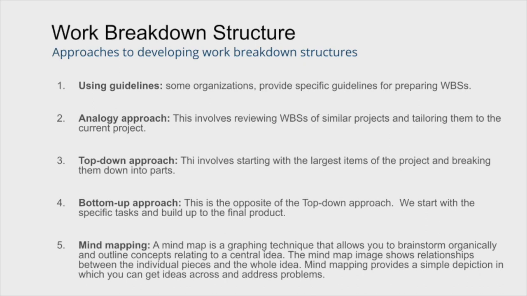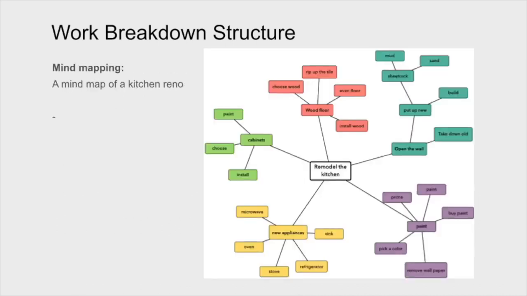An interesting approach that has been looked at in the last number of years is something called mind mapping, which is really a graphical technique that allows organizations to brainstorm what needs to be done, who needs to do it, and these sorts of things. So if we look at an example of a mind map here, here's an example for remodeling a kitchen.